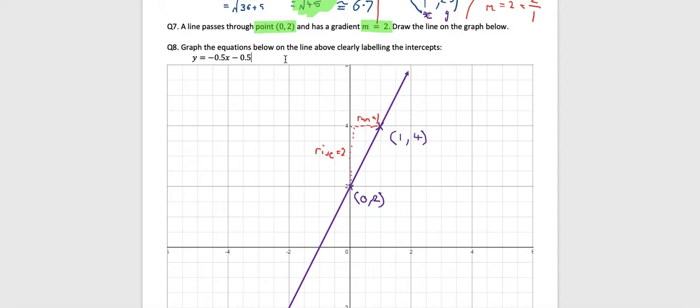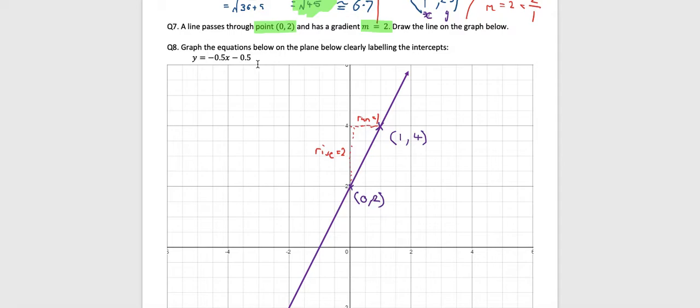Graph the equations below on the plane also below. There we go. That's a little bit better.